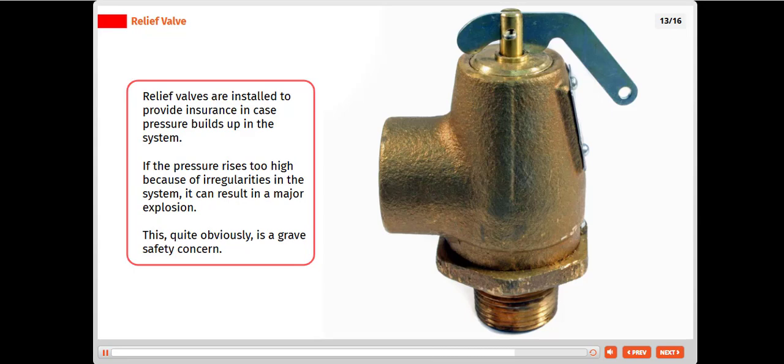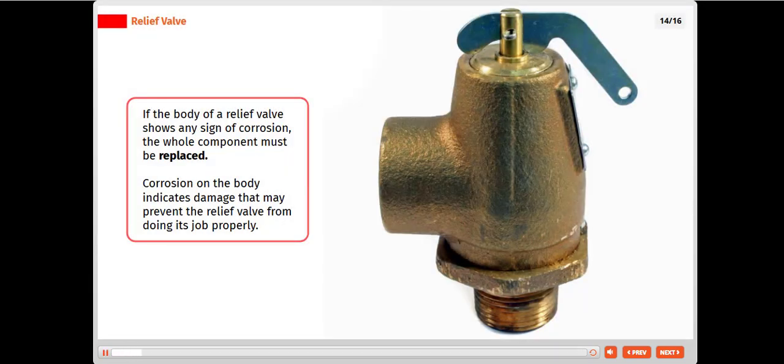If the body of a relief valve shows any sign of corrosion, the whole component must be replaced. Corrosion on the body indicates damage that may prevent the relief valve from doing its job properly.